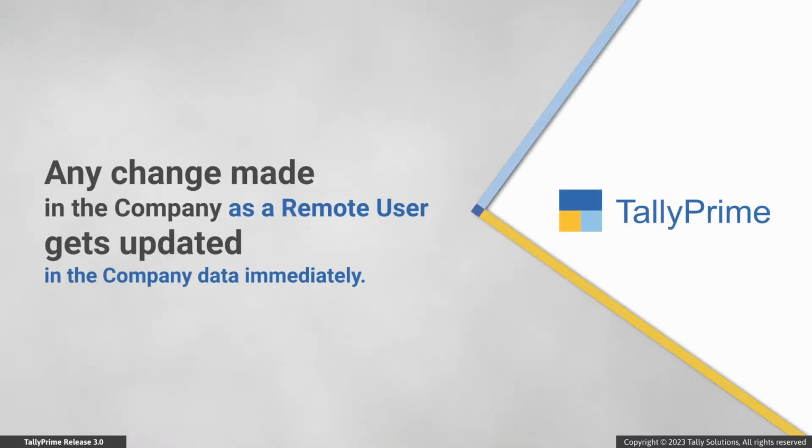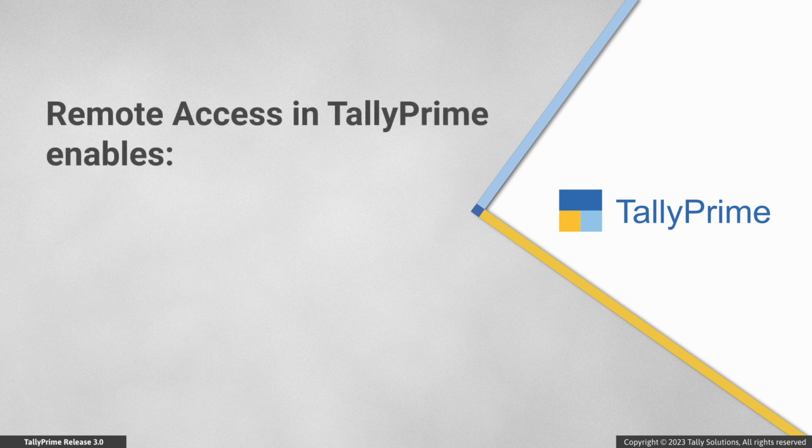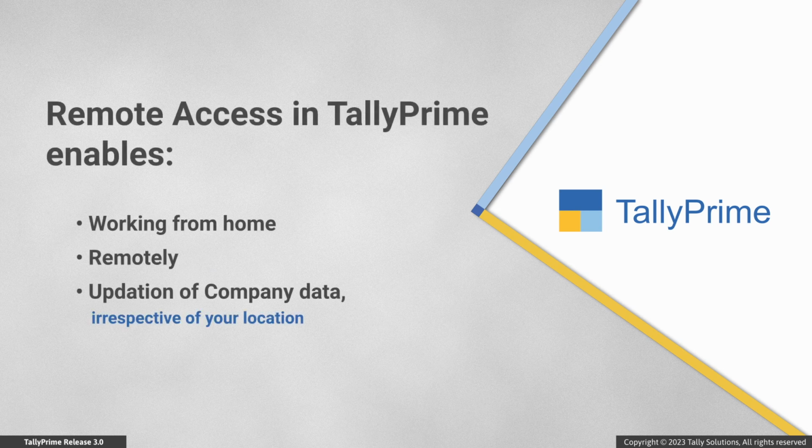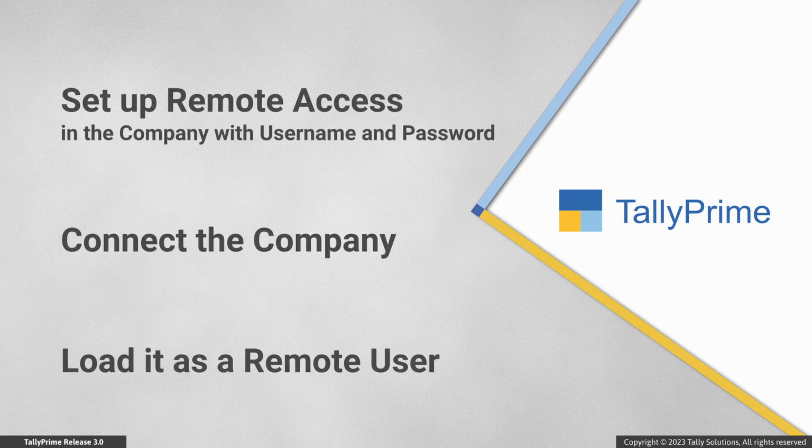Similarly, whenever you make any updates in the data as a remote user, it gets updated in the company. This ensures that you can not only work from home or remotely, but also ensure that your company data gets updated with the necessary masters and vouchers no matter where you are. All you need to do is set up remote access in the company with username and password, connect the company, and load it whenever you want to use it as a remote user.